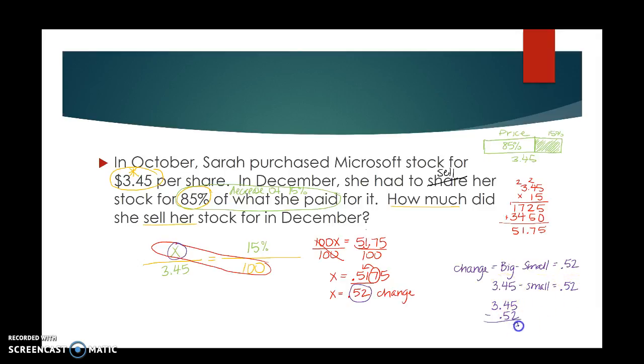So 5 minus 2 is 3. I have to borrow over here, 2, 14, 9, 2 minus 0 is 2. So 293 is my small number. And so that is how much she sold her stock for.